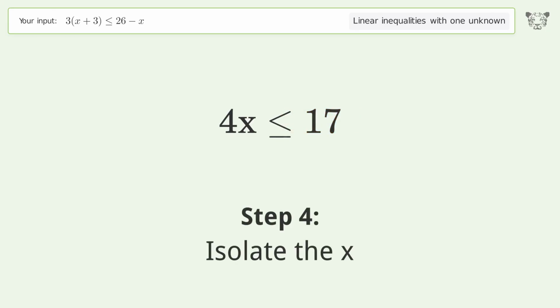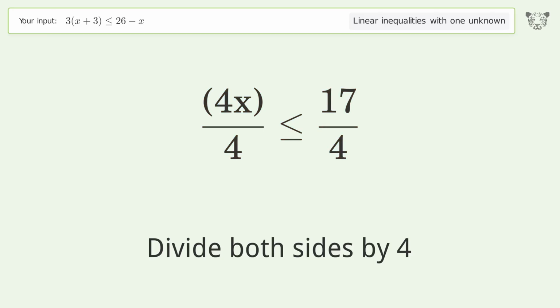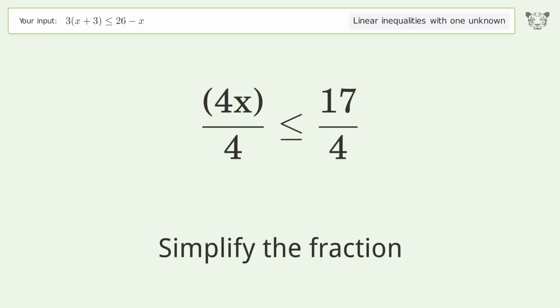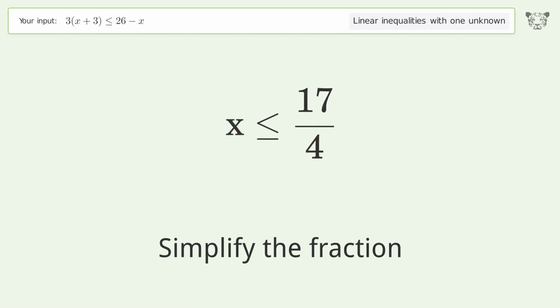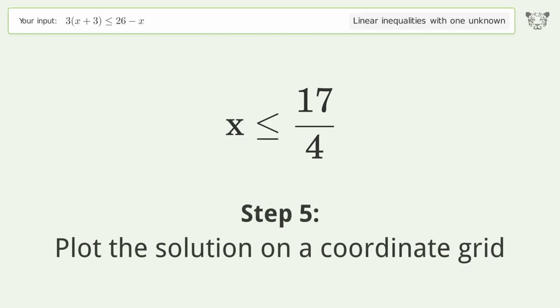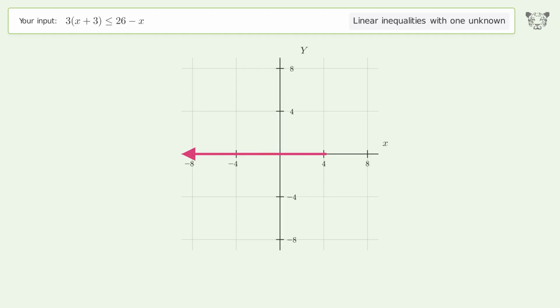Isolate the x. Divide both sides by 4. Simplify the fraction. Plot the solution on a coordinate grid. And so the final result is x equal or smaller than 17/4 equal or smaller than 41/4.